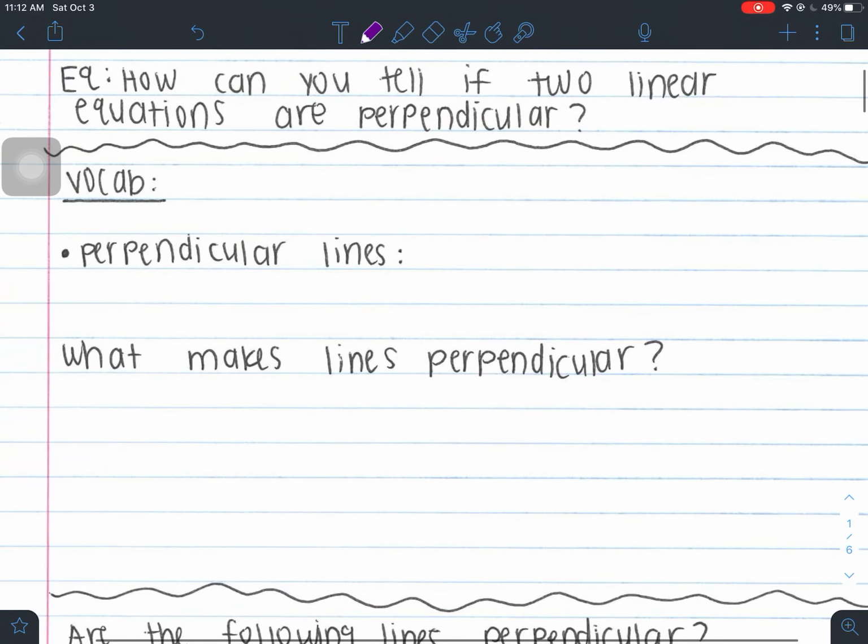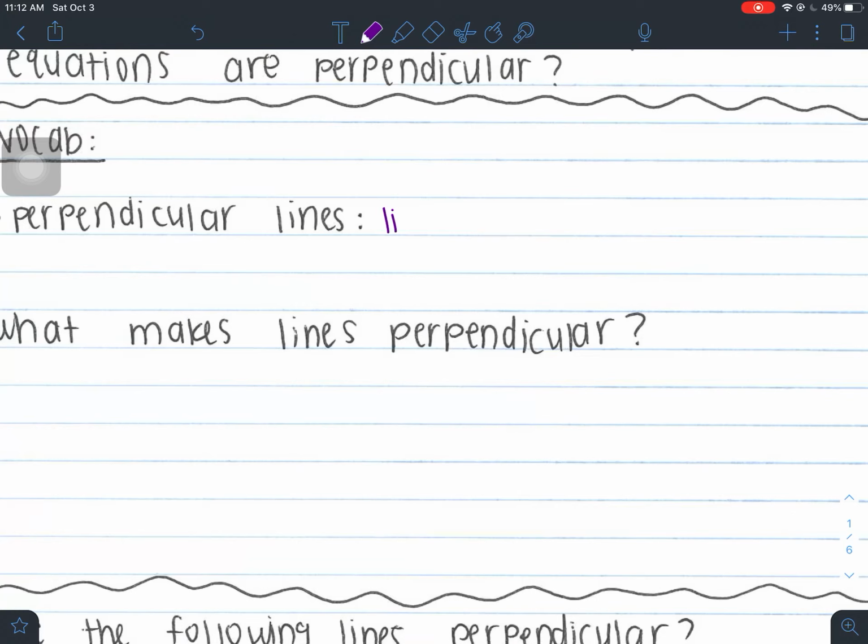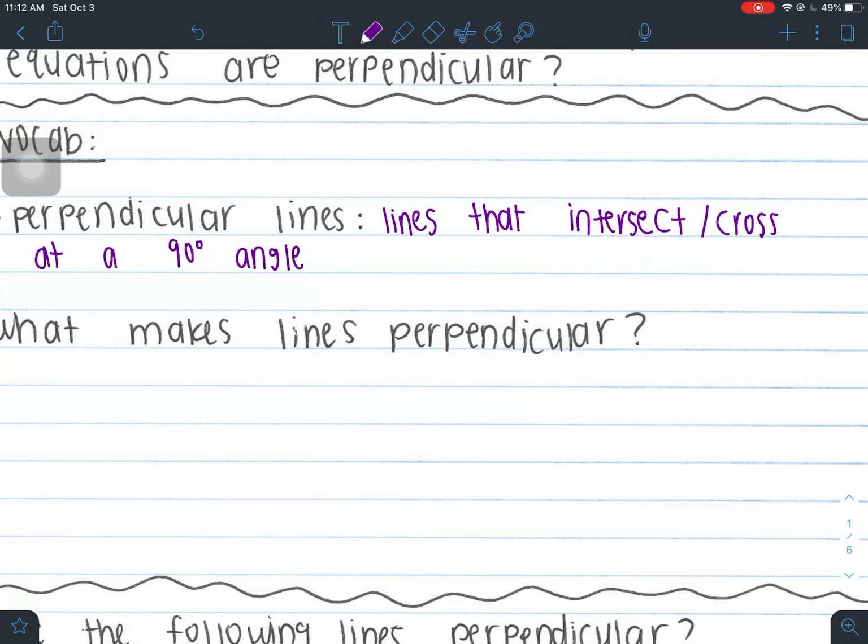So, what are perpendicular lines? Well, perpendicular lines are lines that intersect or cross at a 90-degree angle. So just because two lines cross does not mean that they are perpendicular to each other. Okay, so you want to be super careful that you don't just say, oh, they cross, they're perpendicular.